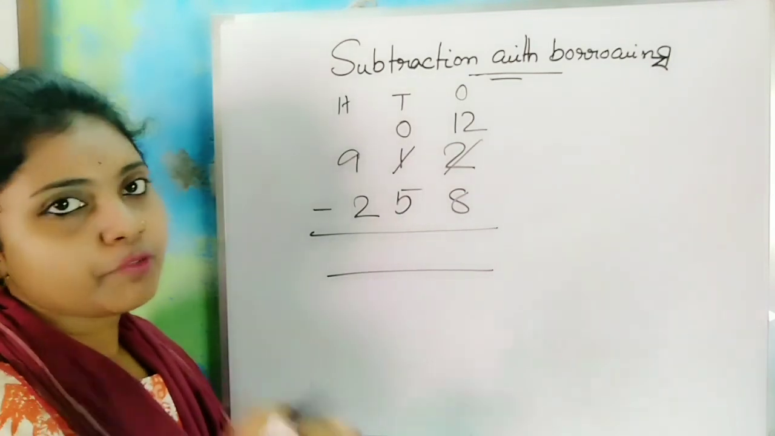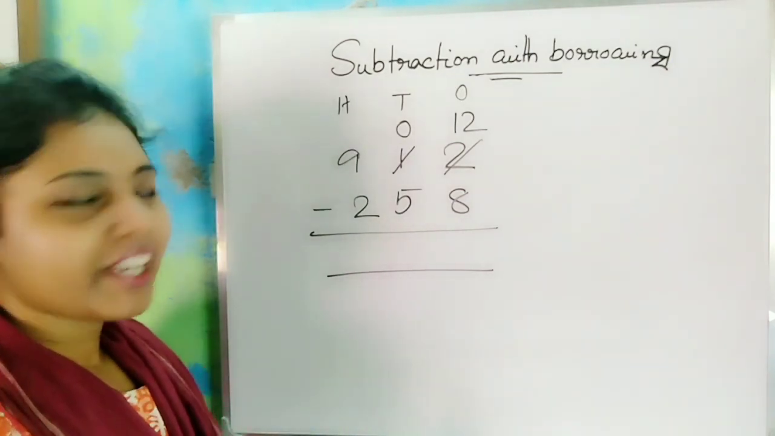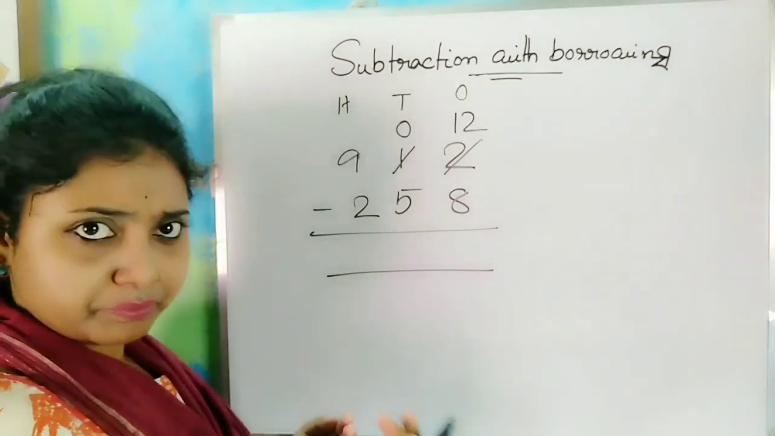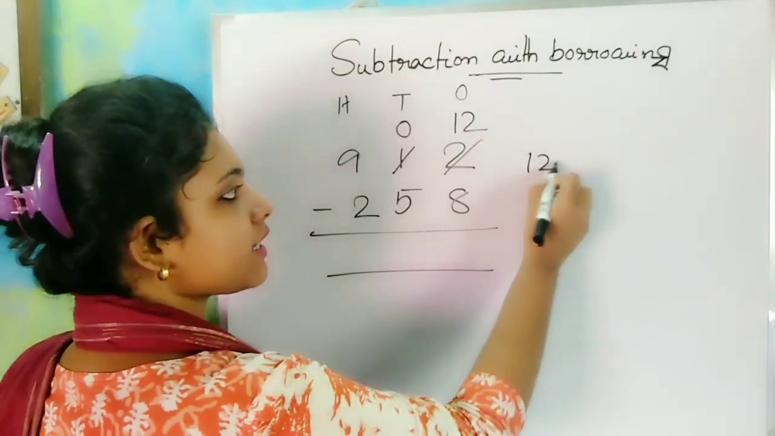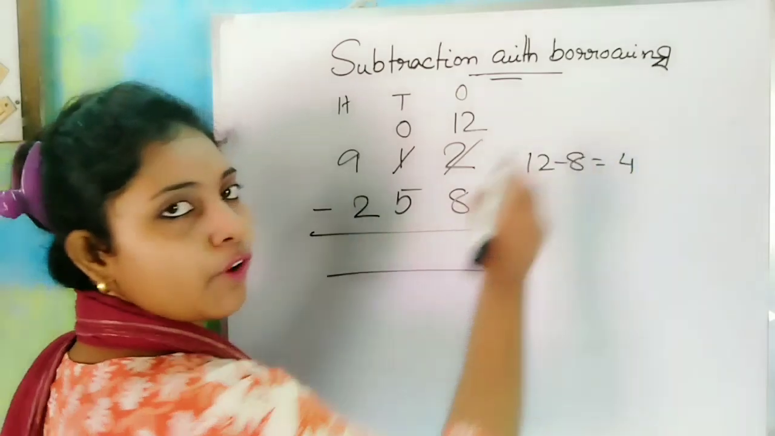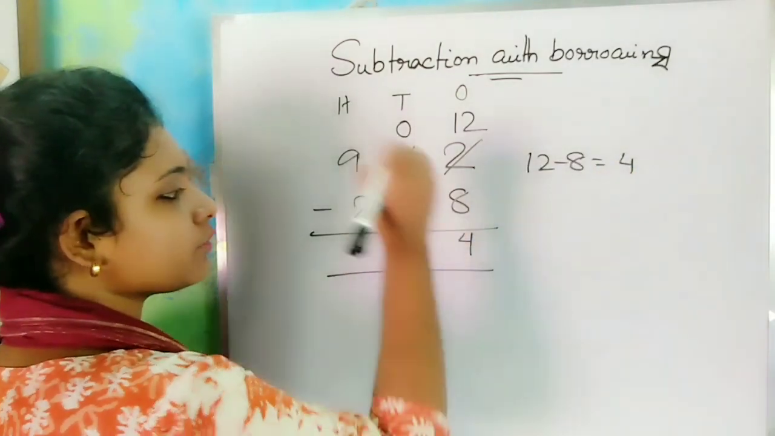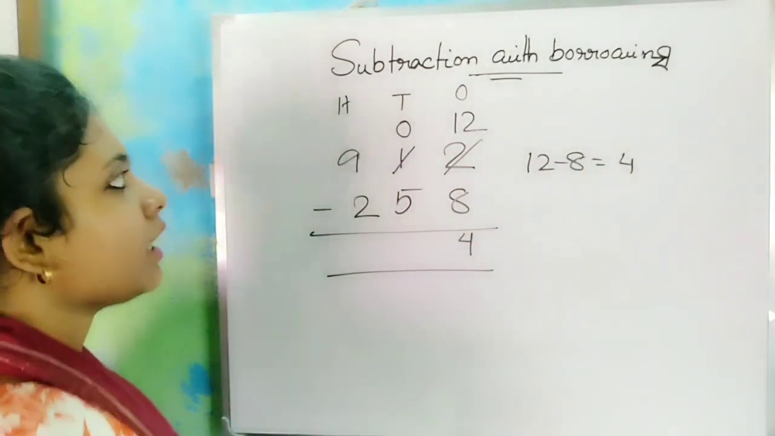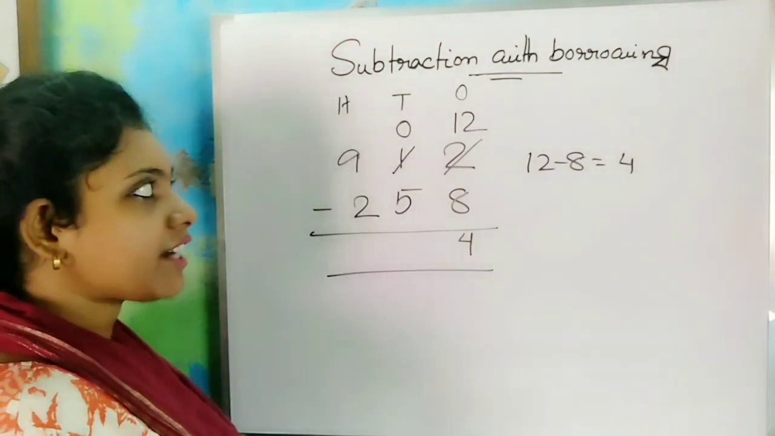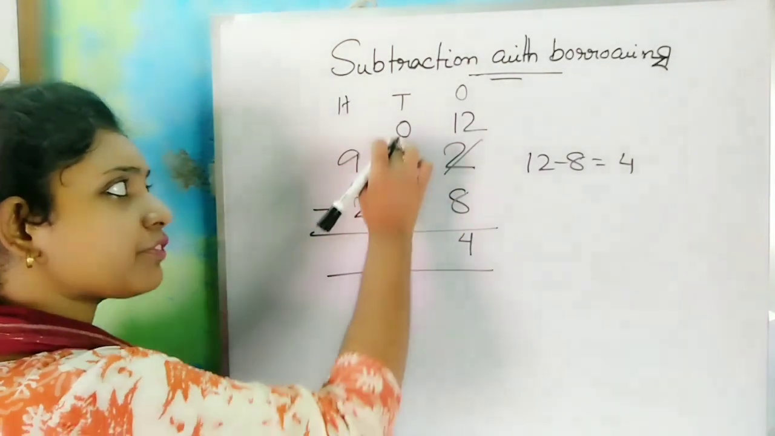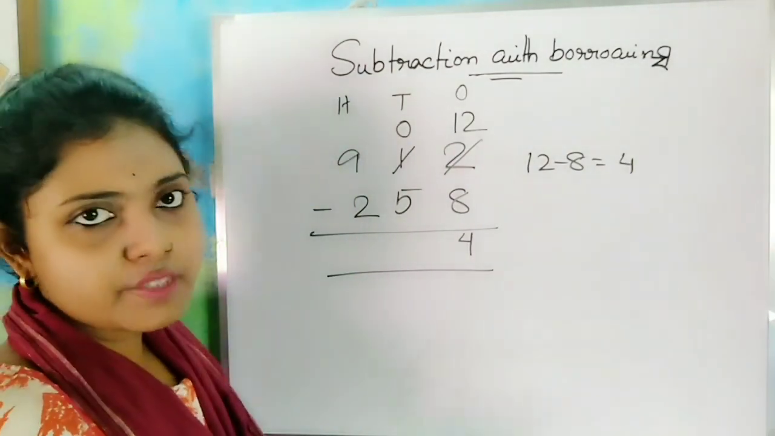Or the before number of 1 is 0. So subtract this: 12 minus 8. So 12 minus 8 means 4. So we have to write here 4. Next we have to subtract the tens place digits. That is, we have to subtract 5 from 0. But 0 is smaller than 5.